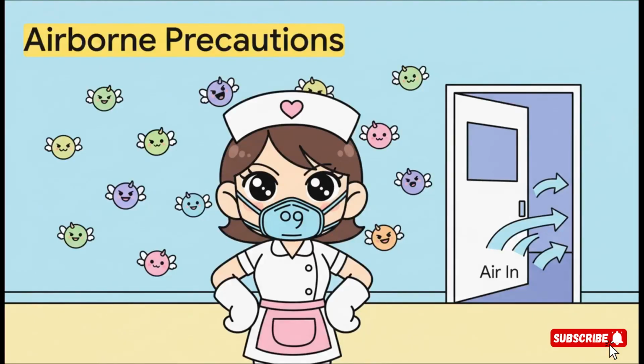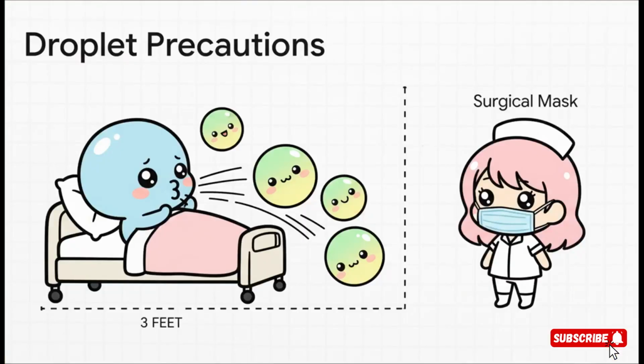First up, we've got airborne precautions. This is for the really tricky stuff. Those super tiny particles that can just float around in the air for a long time and travel pretty far. We're talking about things like TB and measles. For these, your absolute non-negotiable piece of armor is a fitted N95 respirator. And the patient has to be in a special negative pressure room that basically sucks the air in and keeps it from escaping.